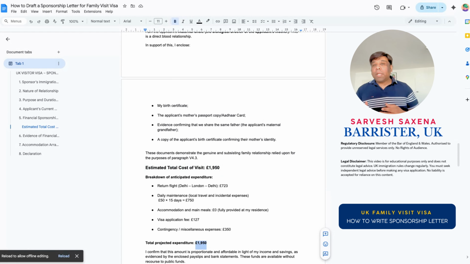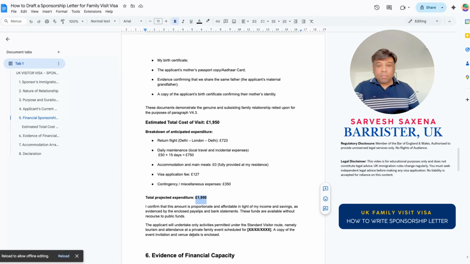But then the confusion becomes, whose bank statements do you have to show? If you're fully being funded by the sponsor, then the last 6 months of the sponsor's bank statements will come into the picture and you will not show your funds. This is to make sure that the visa officer does not get confused. Okay. I confirm this amount is proportionate and affordable in light of my income and savings, as evidenced by the enclosed payslips and bank statements. These funds are available without recourse to public funds.